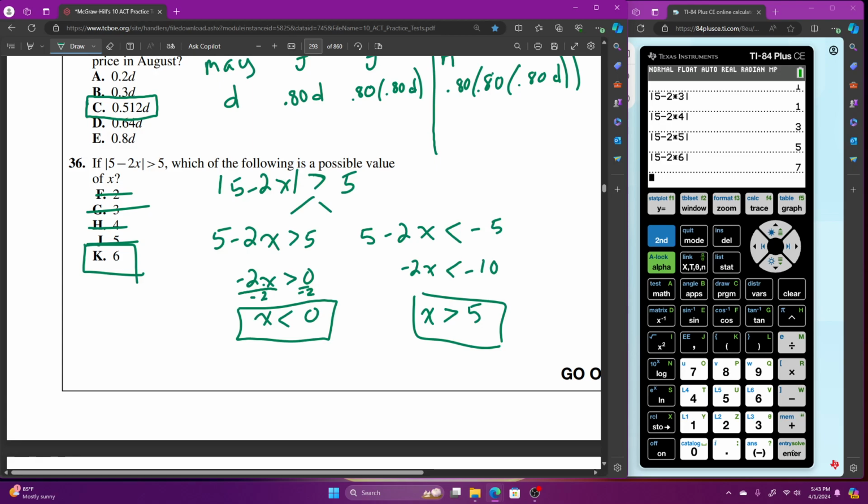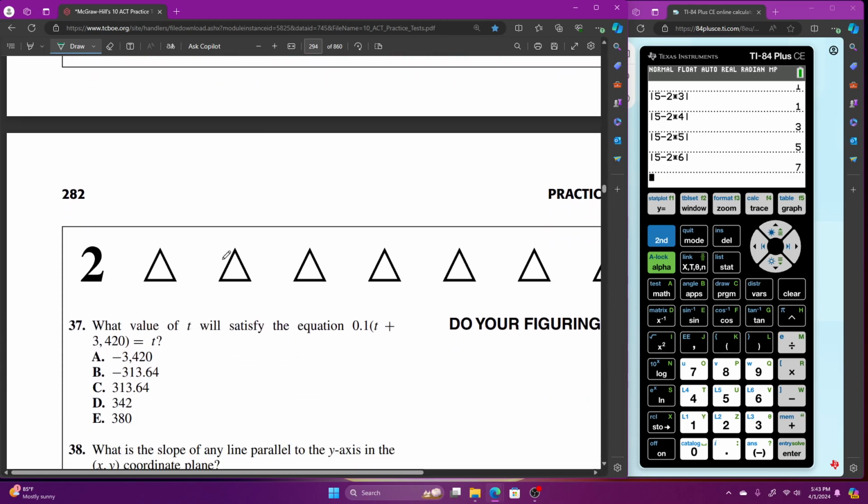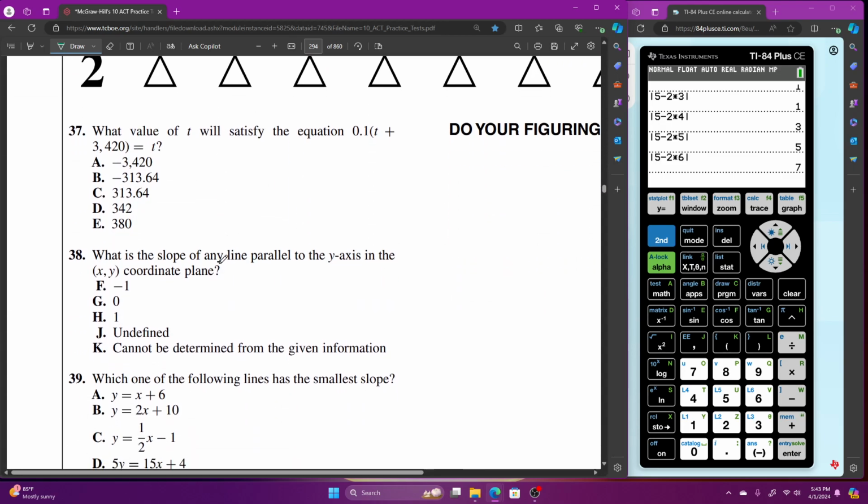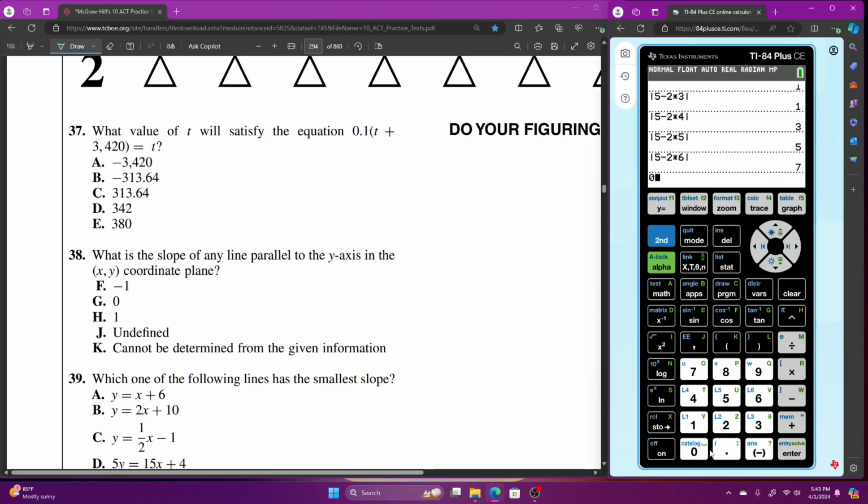Oof. Number 37. What value of t will satisfy the equation 1/10 of the sum of t and 3,420 equals back to t? I'm going to back solve. I'm going to guess and check. So I'm going to say 1/10 times, instead of putting t, I'm going to try answer choice A.